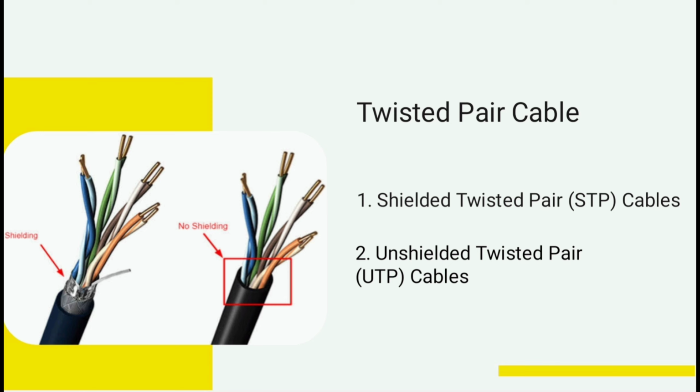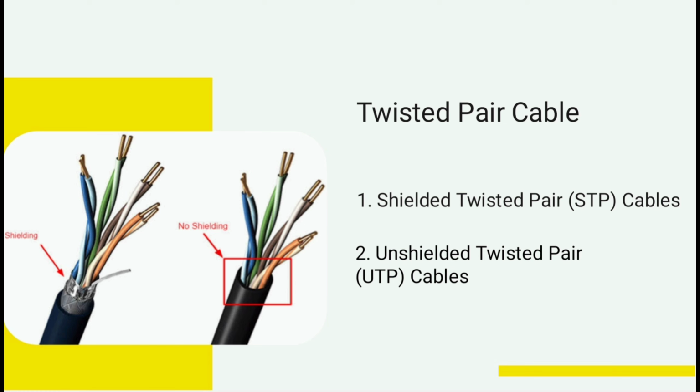There are two main types of twisted pair cables: unshielded twisted pair (UTP) cables and shielded twisted pair (STP) cables. UTP cables are the most common type of twisted pair cable and are widely used in Ethernet networks. UTP cables consist of 4 pairs of twisted wires, with each pair color-coded to make it easy to identify. UTP cables are relatively inexpensive and easy to install, but they offer less protection against electromagnetic interference than shielded cables.